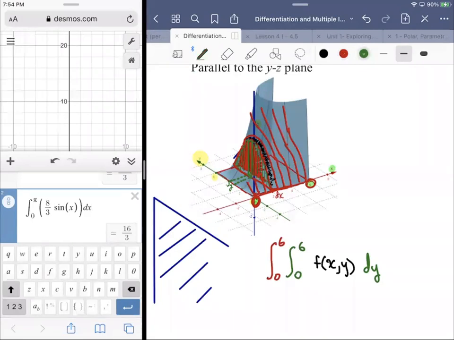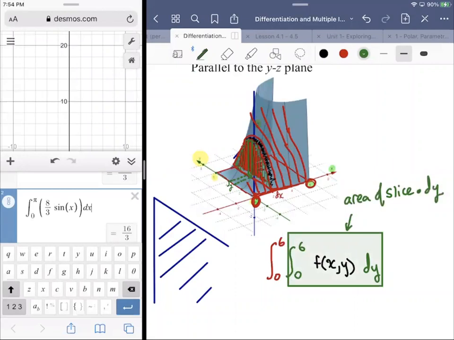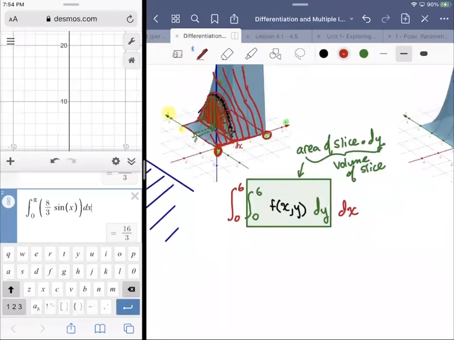areas. So this is the area of a single slice, this guy right here, times dy, which gives you a volume of a slice. Then I'm integrating all of those slices together over the interval of 0 to 6 in the X direction, and what I would end up with would be the volume under the curve, right? So then, that's all well and good, but then you got to do it.